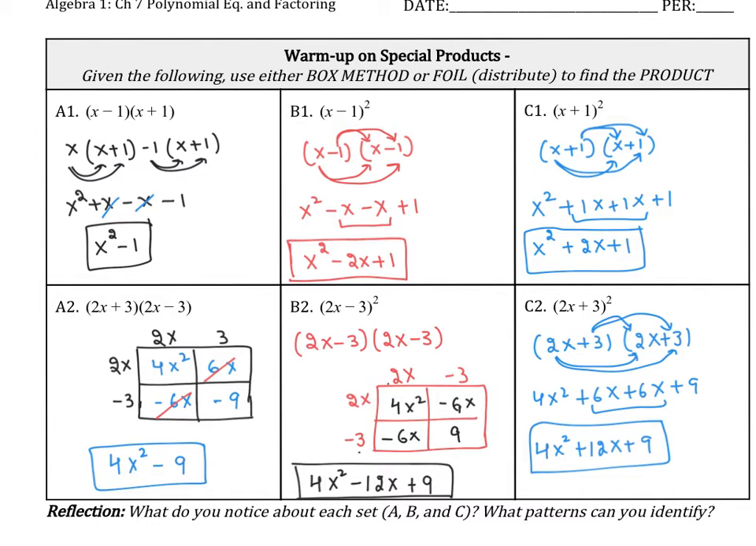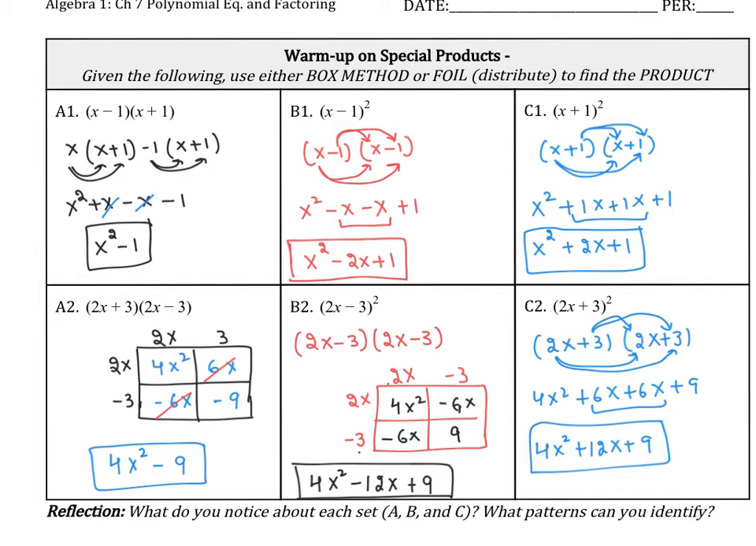Now the problem with the square on top: you can see that the front term is always the square of 2x, and the last term is always the square of this term. So 4x squared plus 9. The inner term is the multiplication of these two, 2x times 3 times 2. So we're going to use these patterns now rather than using the FOIL box or distribution. We are going to use the pattern.